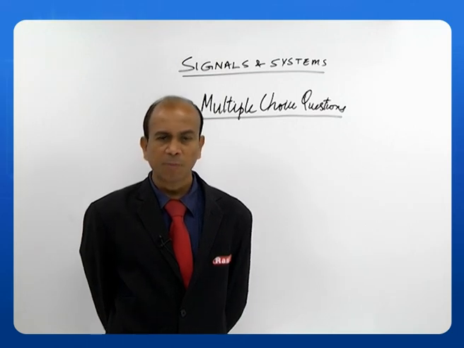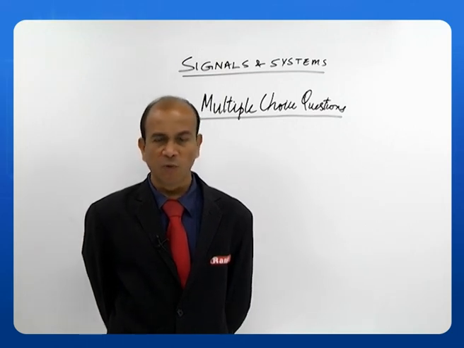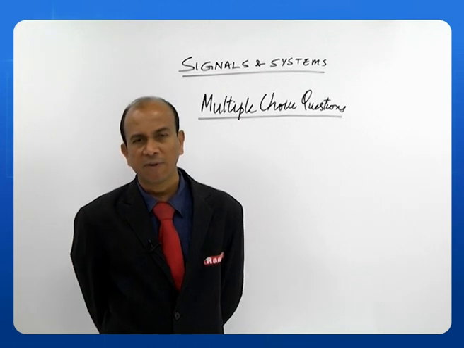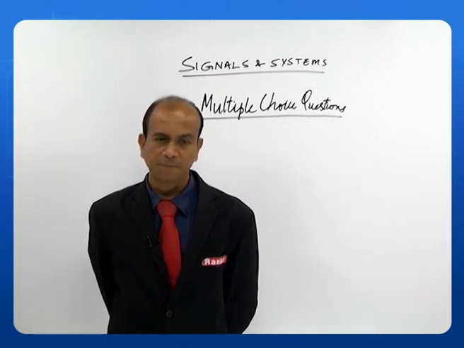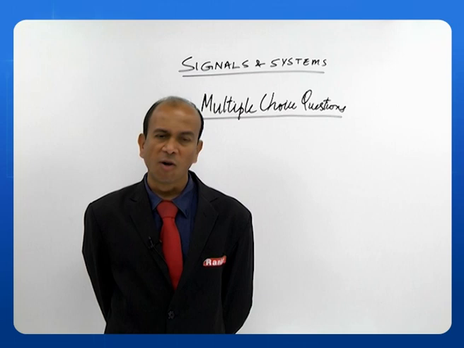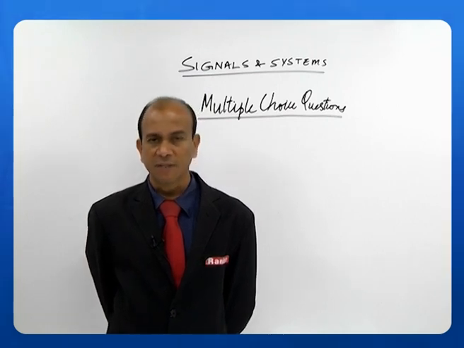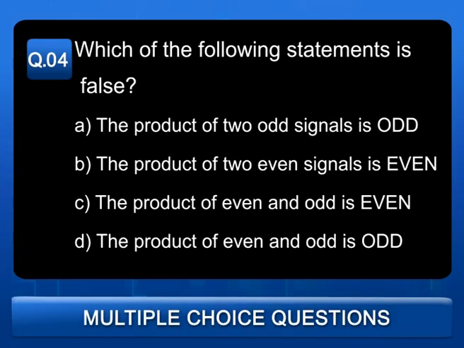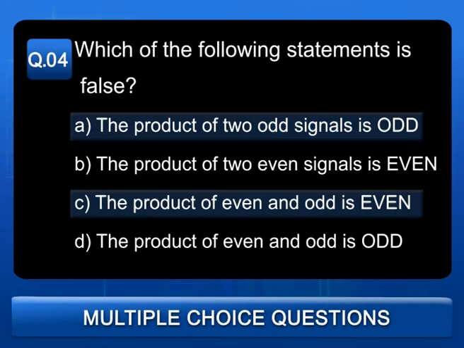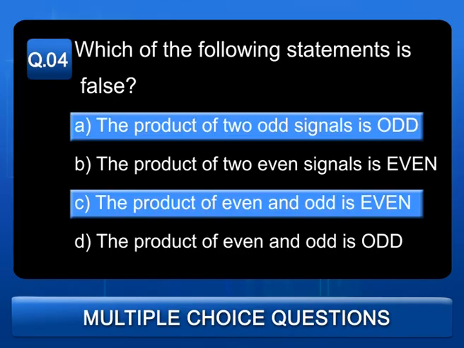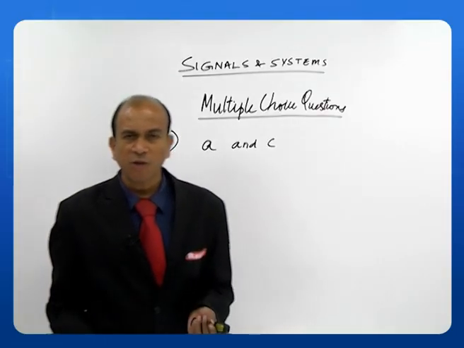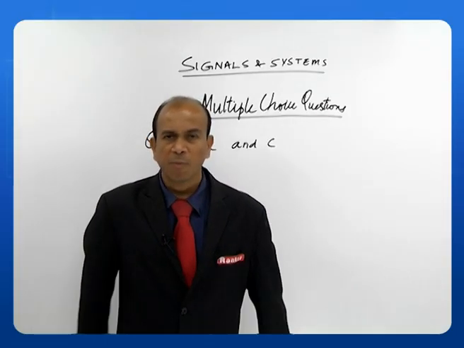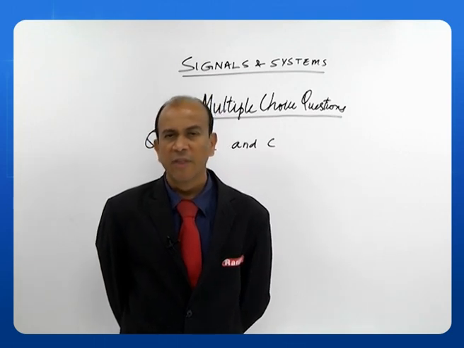And choice C, the product of even and odd is an even signal, is false, because if I take the product of an even and an odd signal, it becomes an odd signal. The product of even and odd is, of course, an odd signal. So the two choices given here, A and C, are false. These two choices would have been correct if I said the product of two odd signals is even.